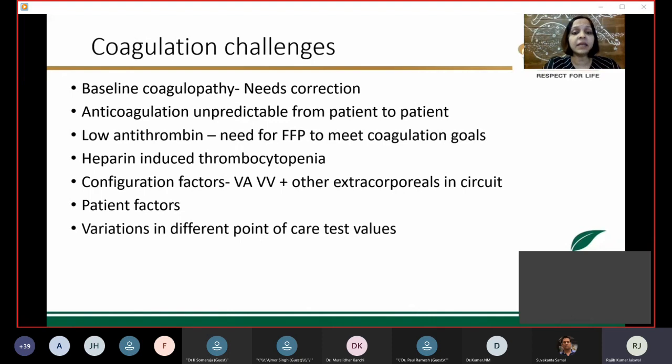Some centers empirically treat suspected or confirmed low antithrombin levels with fresh frozen plasma. However, giving standard FFP alone may not be enough, as the volume needed is more, because antithrombin is available as 1 unit per ml of FFP. The configuration and presence of multiple extracorporeals complicate the heparinization targets as discussed.